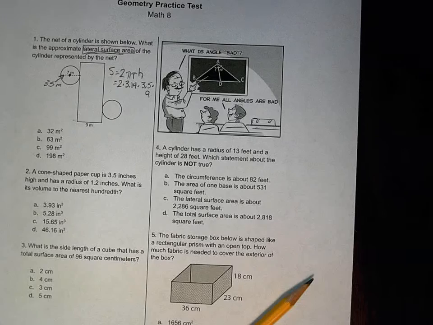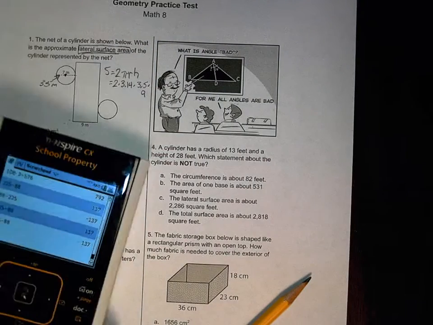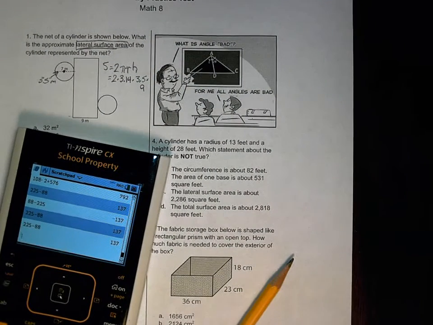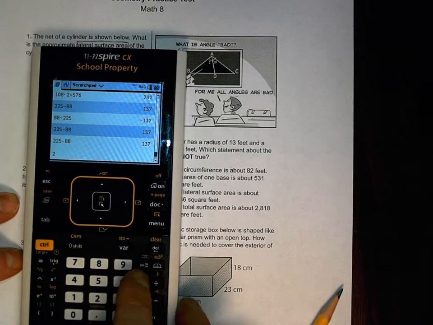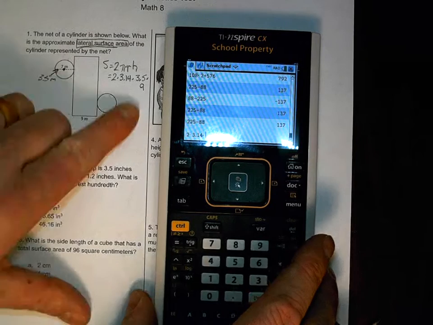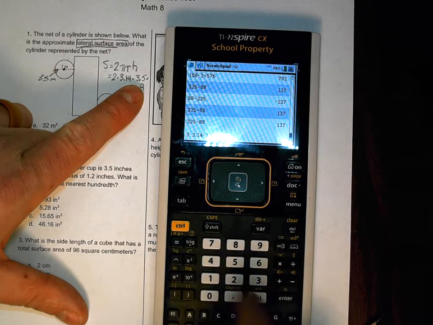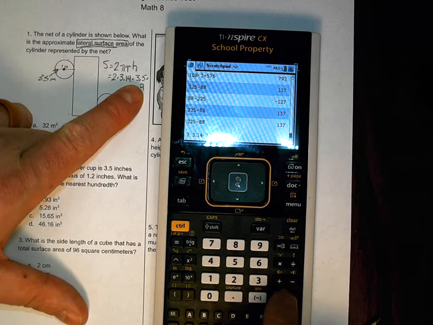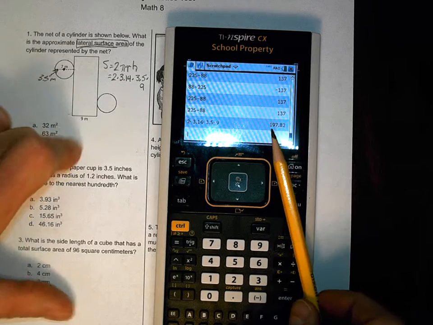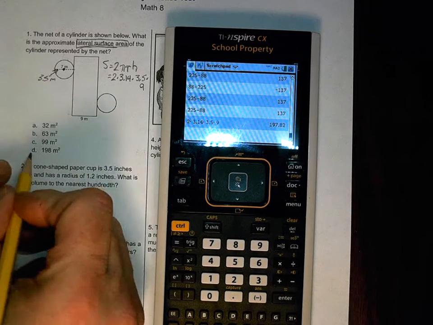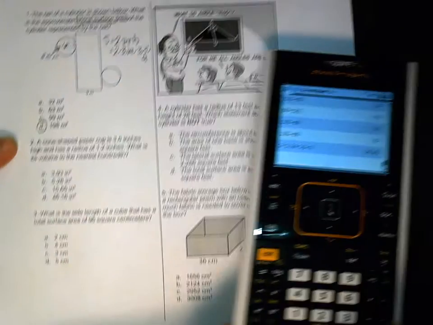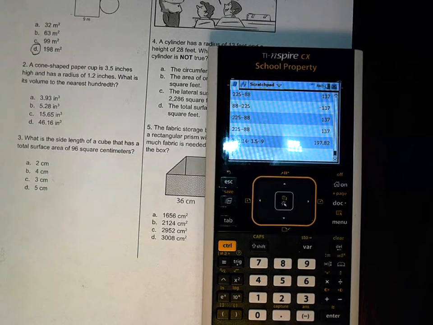So, typing this in my calculator, I've got giggles going on in the background. I type 2 times 3.14 times 3.5 times 9, I hit enter, and that gives me 197.82, or approximately 198 with rounding. That's question 1. Let's look at question 2.